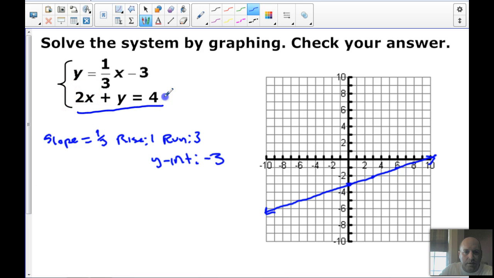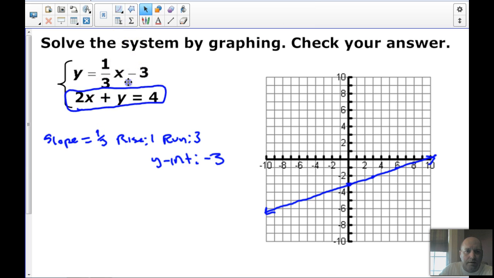Now, here's the thing. This second equation is not in slope-intercept form. It's actually in standard form. So there are two things we can do. We can put it in slope-intercept form and use the rise over run method, or we can find the x and y intercepts.